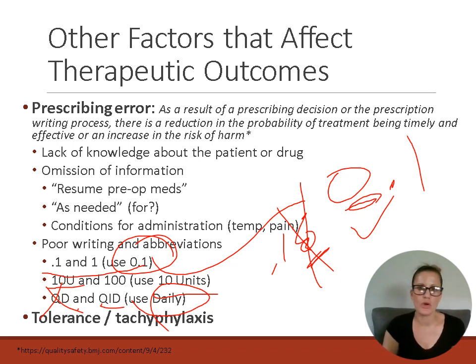So we make sure that things are written out clearly, which normally nowadays things are typed and sent electronically. But if you're handwriting something, in a chart or on a script, make sure it's clear, avoid abbreviations, etc. And for the full name of the drug, you write out the full name of the drug. Don't write the abbreviation.